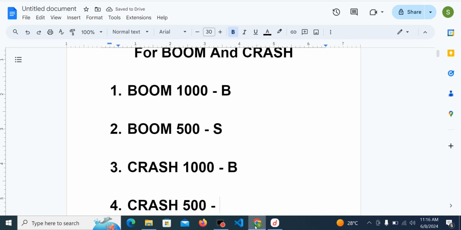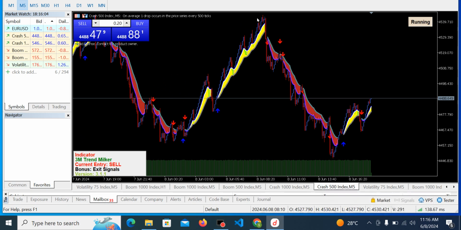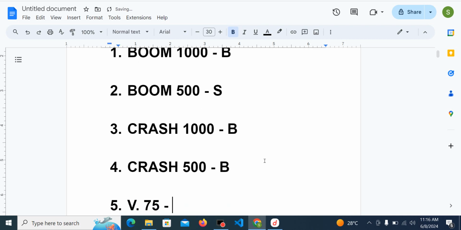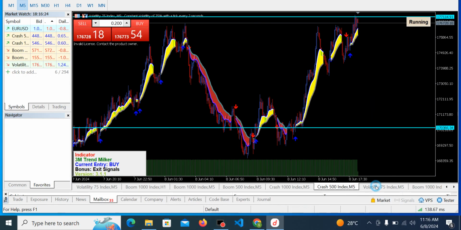The next asset is going to be Crash 500. Let's check it out right away. This is Crash 500. It started a downtrend right from this resistance zone, and it sold till it got to this support zone, and right from here it was unable to break out below it, so it started an uptrend right from there, so it is buying at the moment. So this is going to be giving us more of a buying opportunity than a selling opportunity. The last asset is going to be V75.